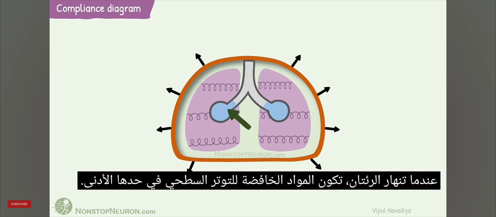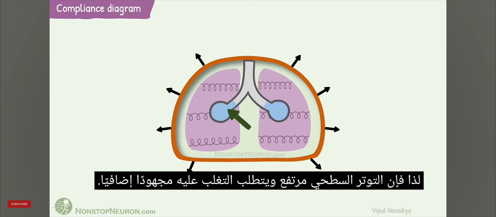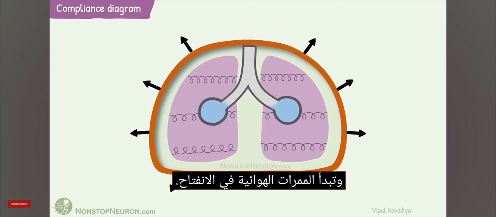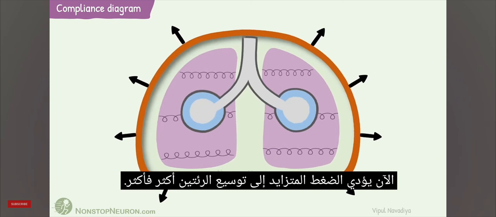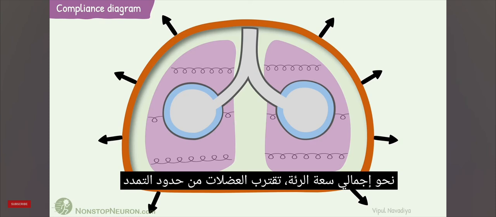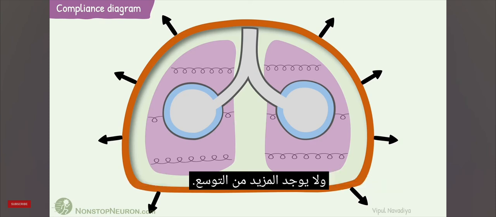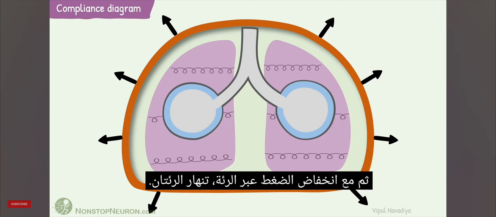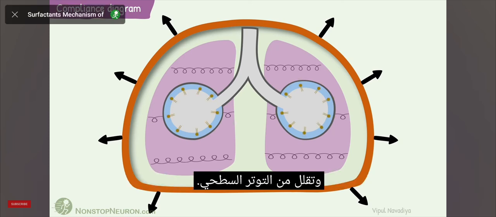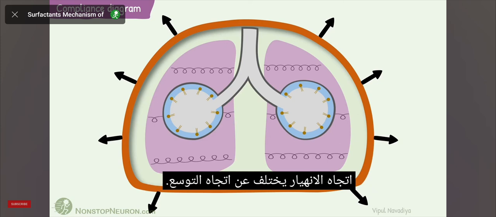When lungs are collapsed, surfactants are minimal. So surface tension is high and it takes extra efforts to overcome it. With further increase in pressure, the surface tension is overcome and airway starts opening. Now the increasing pressure expands lungs more and more. Towards total lung capacity, tissues approach the stretch limits and there is no further expansion. Then as the transpulmonary pressure decreases, lungs collapse. But by the time the lungs expand, surfactants come on the surface and decrease the surface tension. Because of this decreased surface tension, the trend of collapse is different from that of expansion.